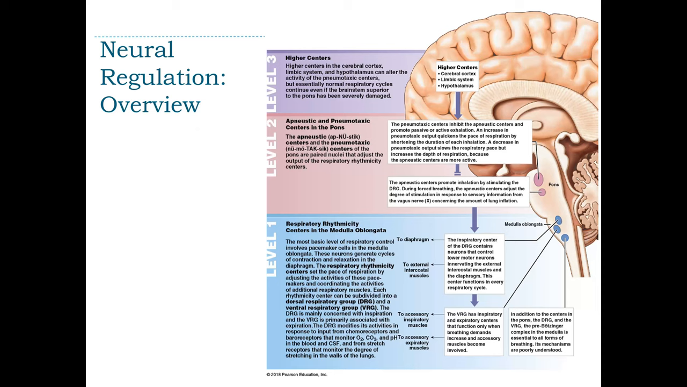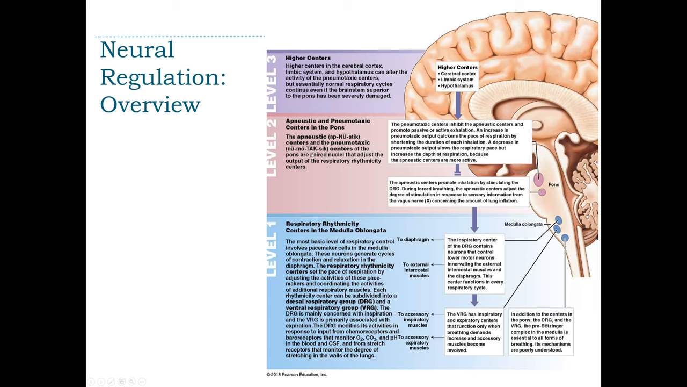So here is an overview of neural regulation. If we start at the bottom, level one is going to be the respiratory rhythmicity centers in the medulla oblongata. So you have the DRG that controls inspiration and is going to control the diaphragm and the external intercostal muscles. And then you have the VRG, which is going to control primarily expiration, and it's going to send signals out to the accessory muscles. There's another center here that we're just not going to talk about. There's too much in this chapter already.